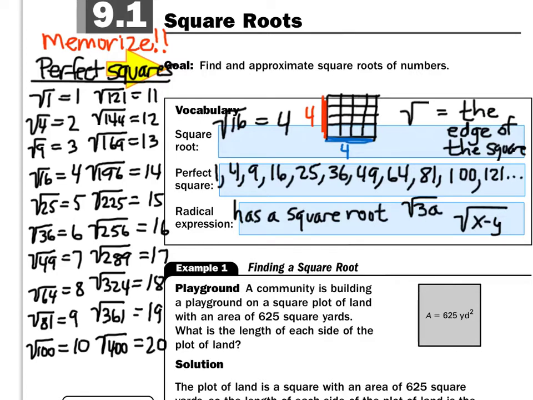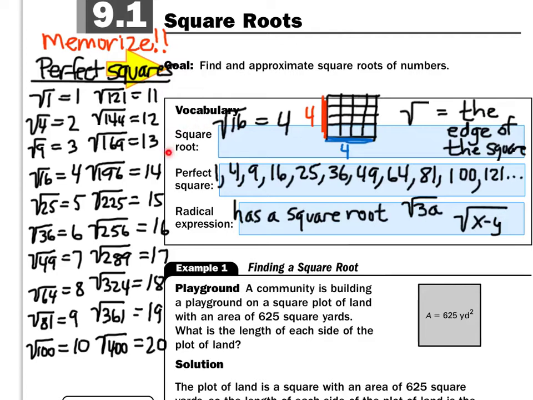The square root of 256 is 16. The square root of 289 is 17. Square root of 324 is 18. Square root of 361 is 19. And the square root of 400 is 20. So I want you to memorize those.